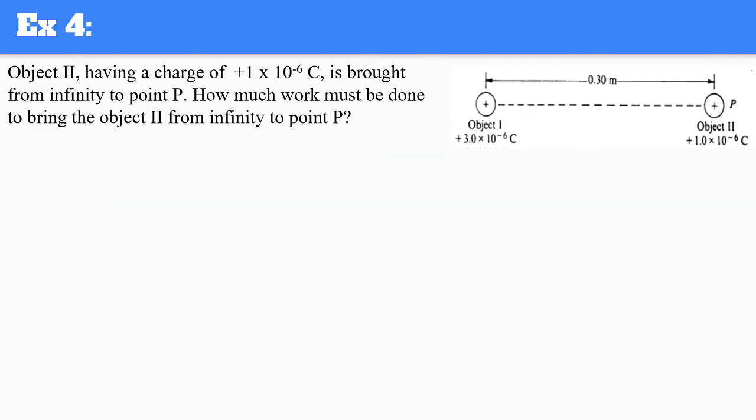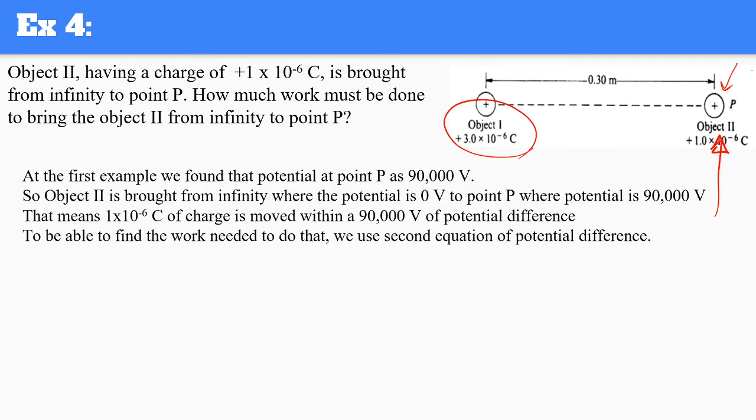Alright, so let's see another example. This is continuing from the first question that we solved. We had object 1, and then we found the potential that it creates at point P. And now what we are trying to do is bring another object from infinity to that point, and they're asking what is the work that you need to do to take it from infinity to that point. So then what are we going to do?